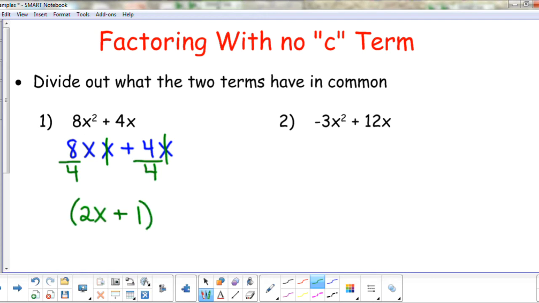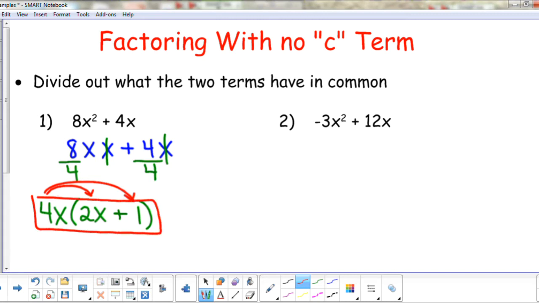I'm going to put that in parentheses, and then what I have taken away I'm going to put in front. So the 4 that I divided by and the x that I removed. That way, if I would distribute that 4x back into the problem, it would come out to be the 8x squared plus 4x. So 4x times 2x plus 1 is my final answer.